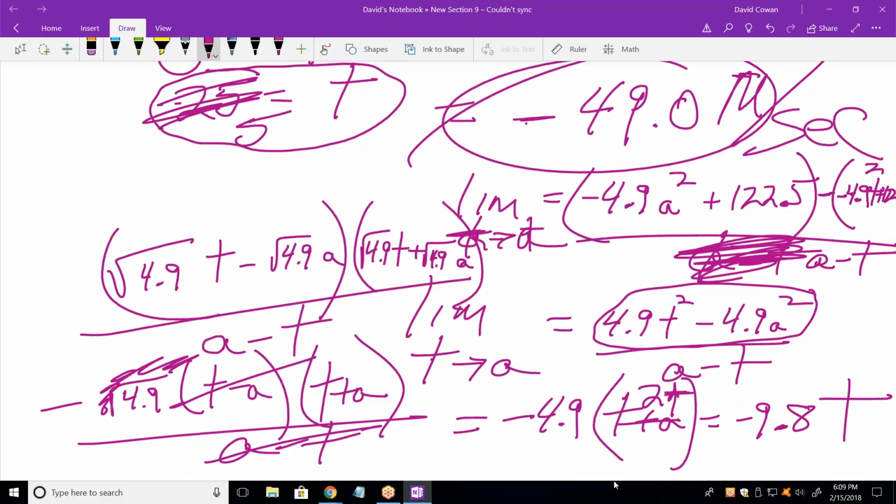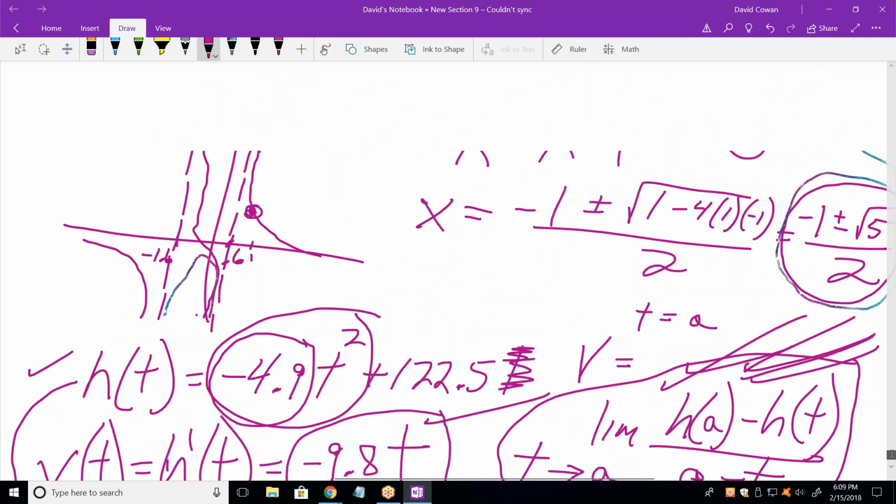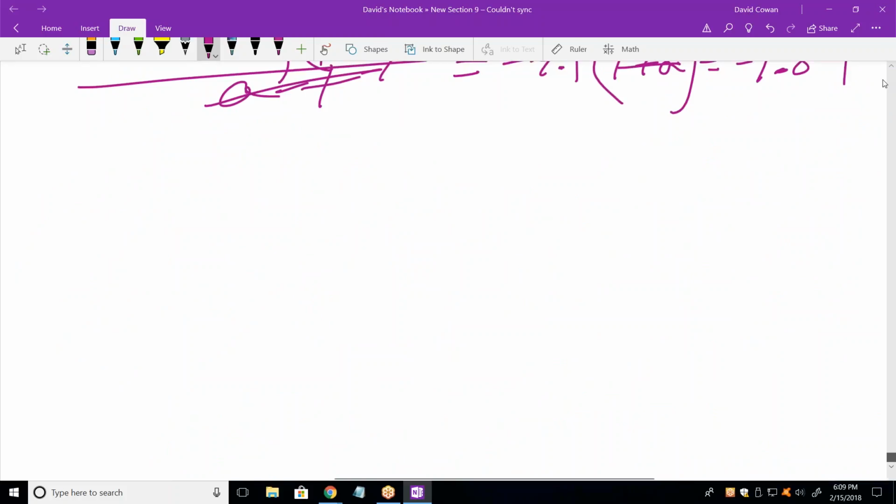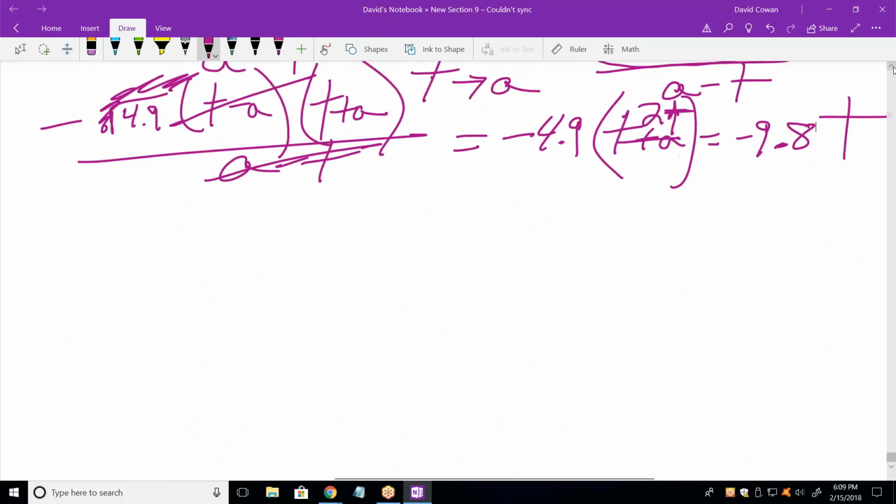Well, I might have made an arithmetic error here because there was lots of opportunity to make mistakes when we're trying to use the limit definition quotient. Notice that when I used the power rule, it was really straightforward. That's what I got, minus 9.8 t. That was the first derivative. That's what I got doing it the second way also, minus 9.8 t. So the velocity is the same regardless of which way you do it.